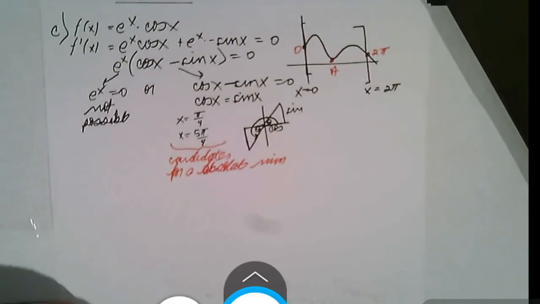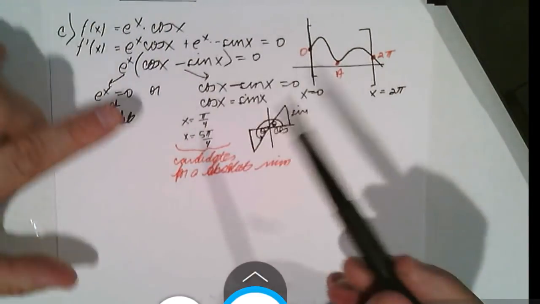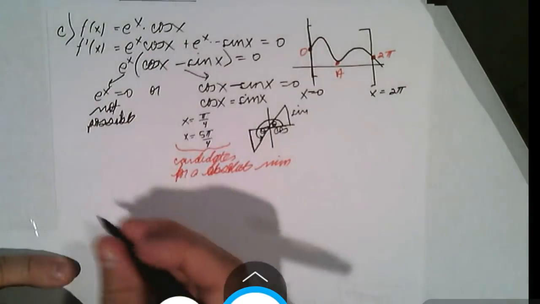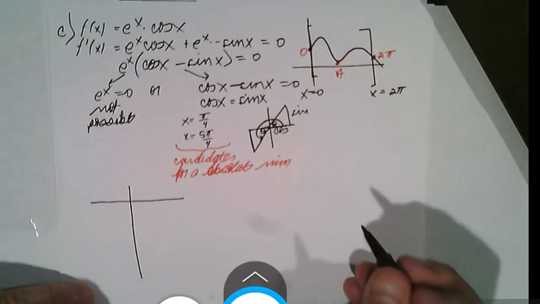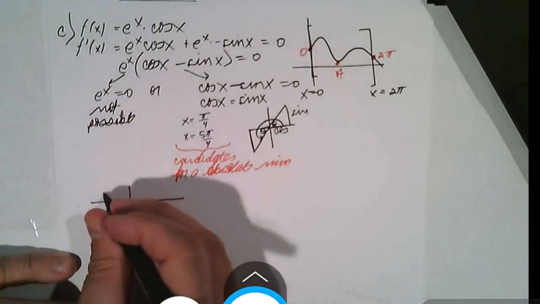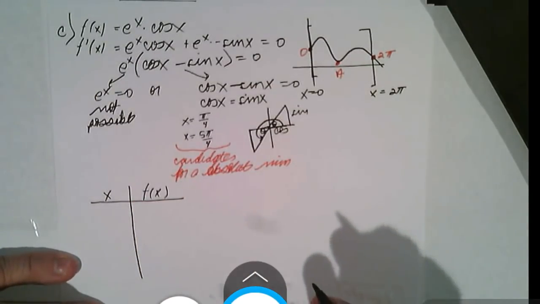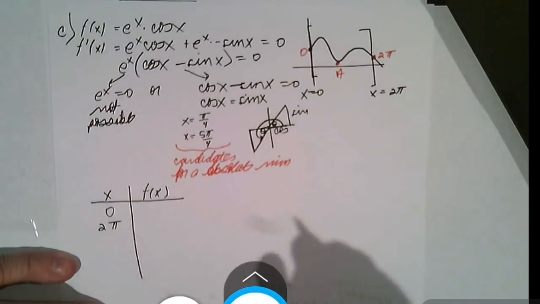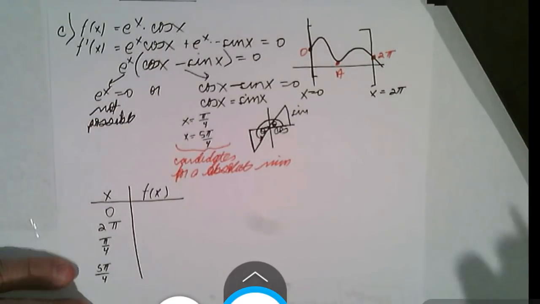What I'm going to do now is evaluate the original function, f of x, at my candidates and at my endpoints. So what do I mean? Mrs. Blakely at East End loves to make a table of values. Her students are so good at this. So here's my x value. Here's f of x. I'm evaluating at 0 and 2 pi because those are endpoints, at pi over 4, and at 5 pi over 4.